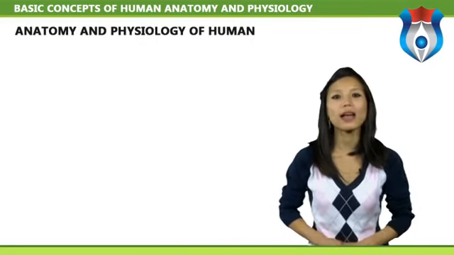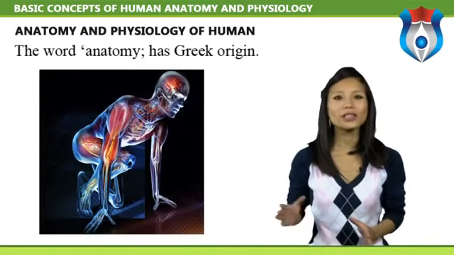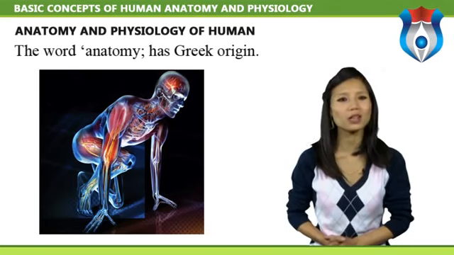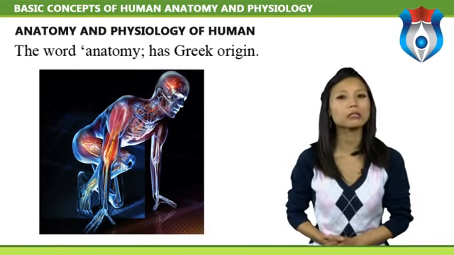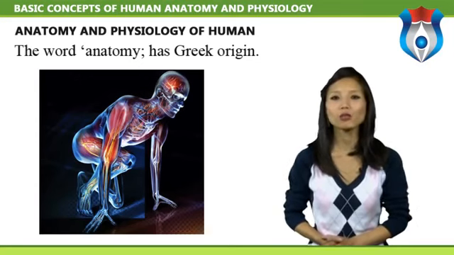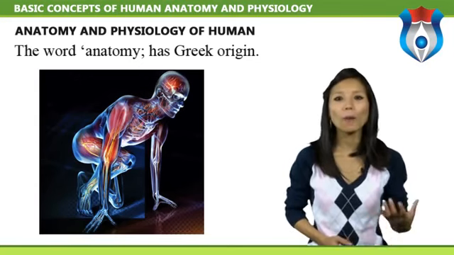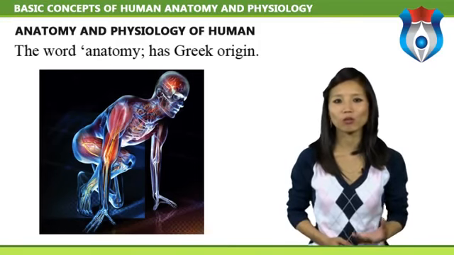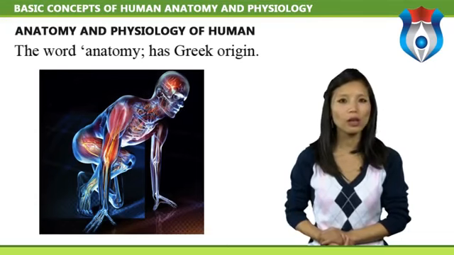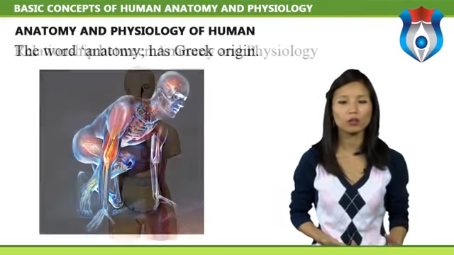Let us now discuss anatomy and physiology of human. The word anatomy has Greek origin. A literal translation would be a cutting open. Anatomy is the study of internal and external structures of the body and the physical relationships among body parts, for example, studying how a particular muscle attaches to the skeleton, while physiology, which also has Greek origin, is the study of how organisms perform their vital functions.